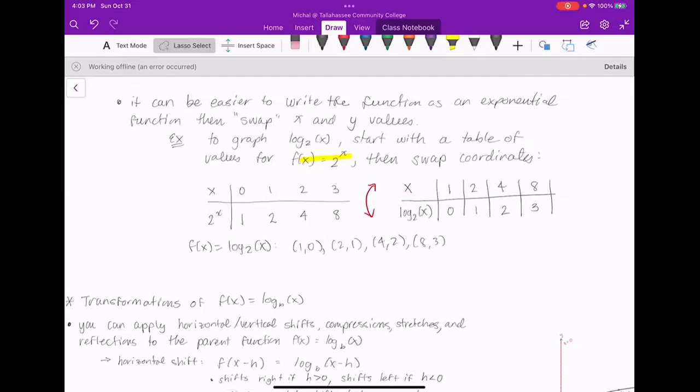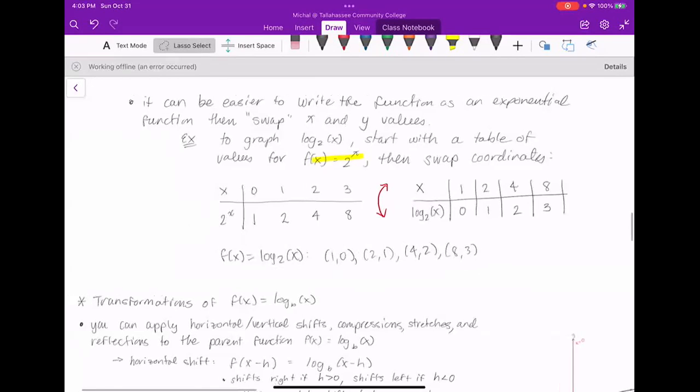Right, so you don't have to use that method, but if you're graphing by hand, that can be a little bit easier than graphing. It can be easier to think about the swapped inputs and outputs when you are trying to come up with your ordered pairs. You can always just graph on decimals though.